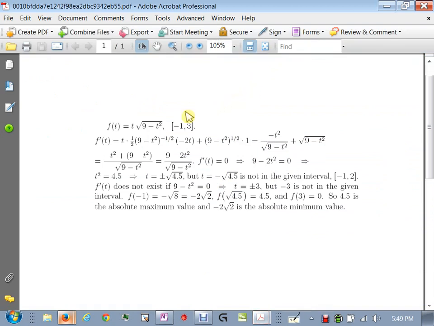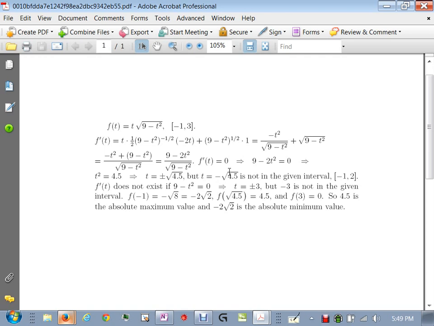All right, so this one's going to be a little bit tricky because of the derivative. It's product rule. You work out the product rule, you get this. You do a common denominator, so you multiply top and bottom here by the square root of 9 minus t squared. You get this. You simplify, you get this. On the top, you set that to 0, and then you solve that, you'll get two answers, positive and negative root 4.5. Make sure you're looking in the interval here from -1 to 3. Negative square root of 4.5 is not in this interval, so we throw it out. So only the positive square root of 4.5 works.